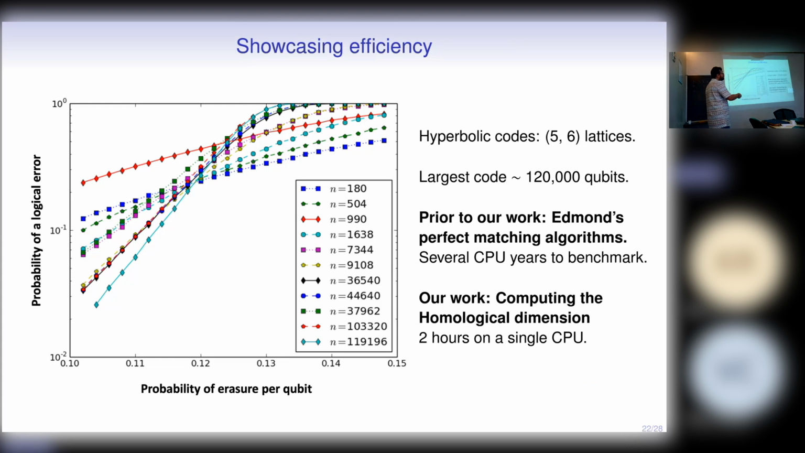Now, if you use perfect matching to actually recover what the error was, like we discussed before, for something of this size, with an n raised to 6 complexity algorithm, you can say back of the envelope that it takes several years to benchmark this because you have a very high complexity algorithm. Now with linear time, we can produce this entire plot in just 2 hours on a single CPU. Right? Because it's a linear time algorithm.